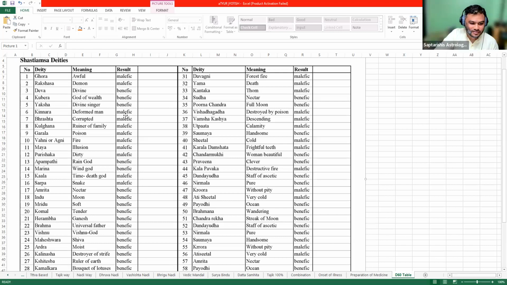See here, where is Kala? 15th. Kala means time, correct? Death god. Generally, in Hindi we say, your Kala has come, now your time has come. We also say Kala means the destroyer. Kala means destroyer. Yama has come, the destroyer. And Kala is considered a malefic. It means Kruramsha.